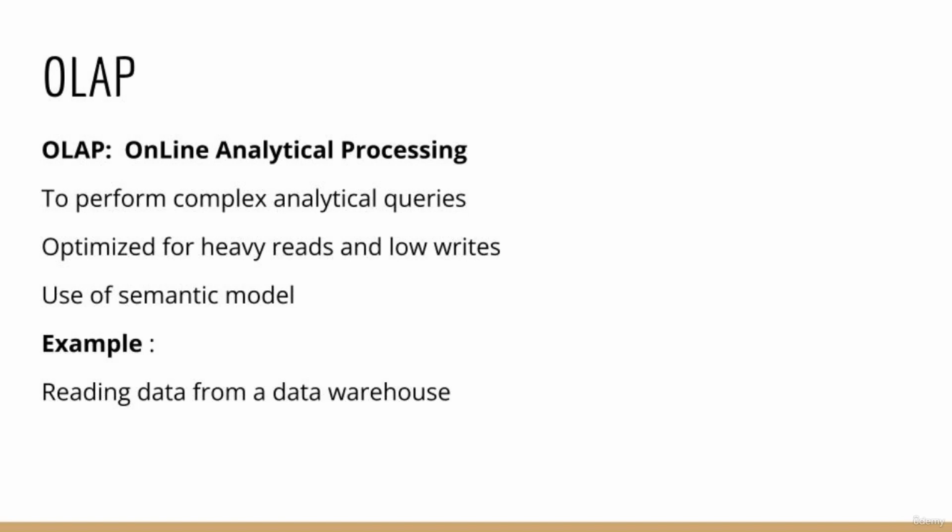OLAP uses a semantic model. Semantic modeling provides a level of abstraction over the database schema so that users don't need to know the underlying data structures. Let's look into an example to clarify this. An organization has data stored in a large database. It wants to make this data available to business users and customers to create their reports and do some analysis. One option is just to give those users direct access to the database.